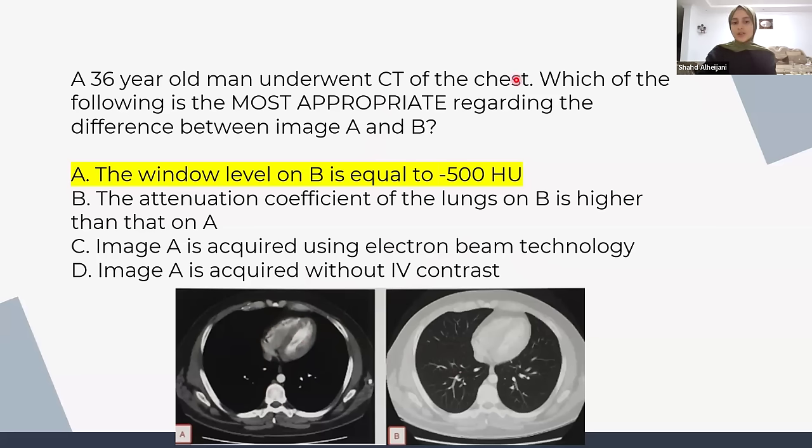Image A is acquired using electron beam technology. No, because this is CT. So what do we utilize in CT? X-rays, exactly. So we use X-rays. And finally, image A is acquired without IV contrast. We said this is with IV contrast because you can see the aorta here bright and clear. So this is with IV contrast.